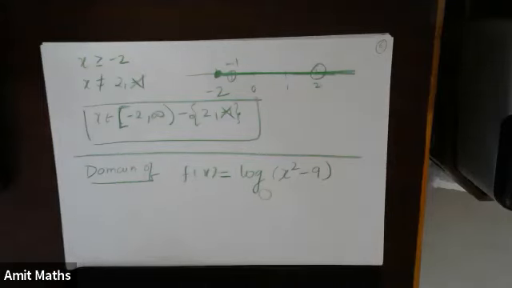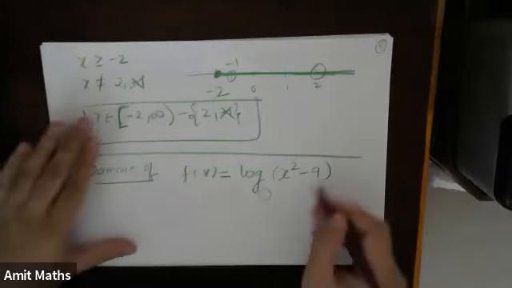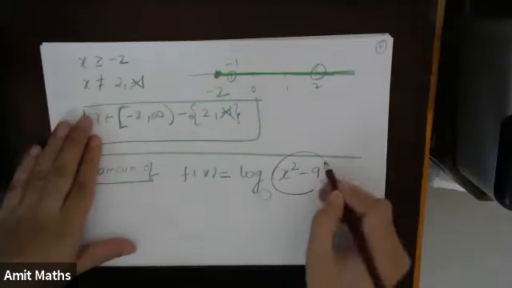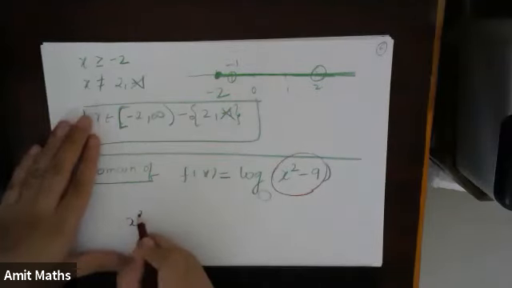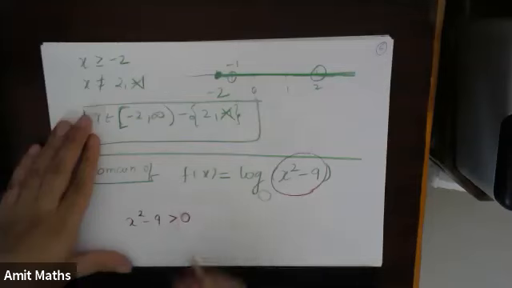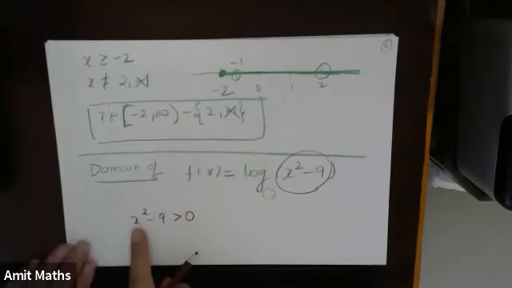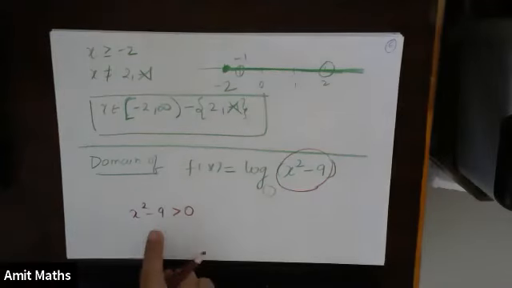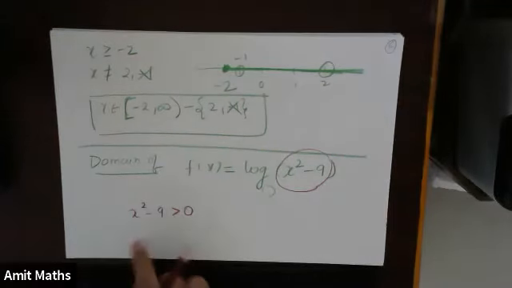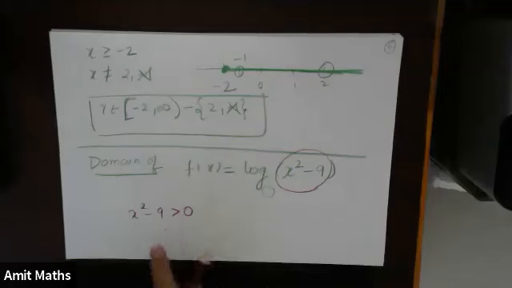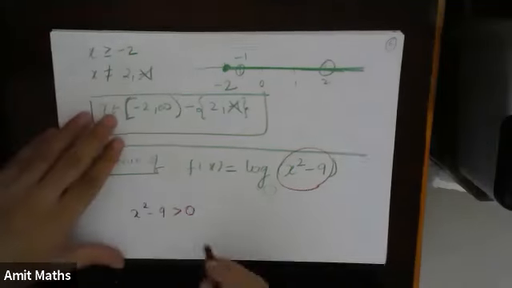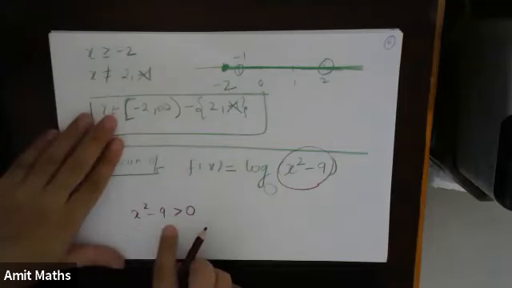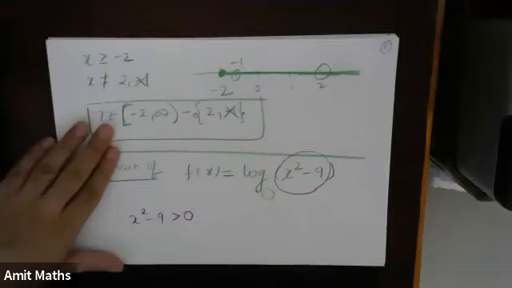Now we know that whatever is inside the log, the condition on this has to be that x square minus 9 should be greater than 0. Whatever value of x we can use, that will be the solution. So that will become our final domain. Right, now this is something like a wavy curve. We have already solved these kinds of questions using the wavy curve.